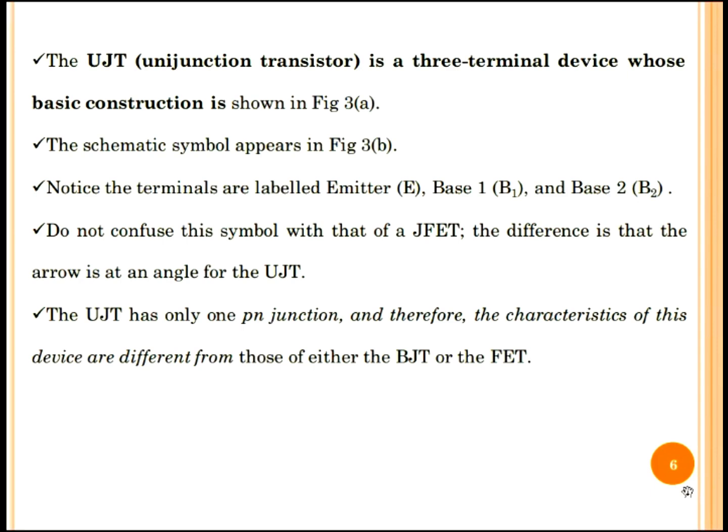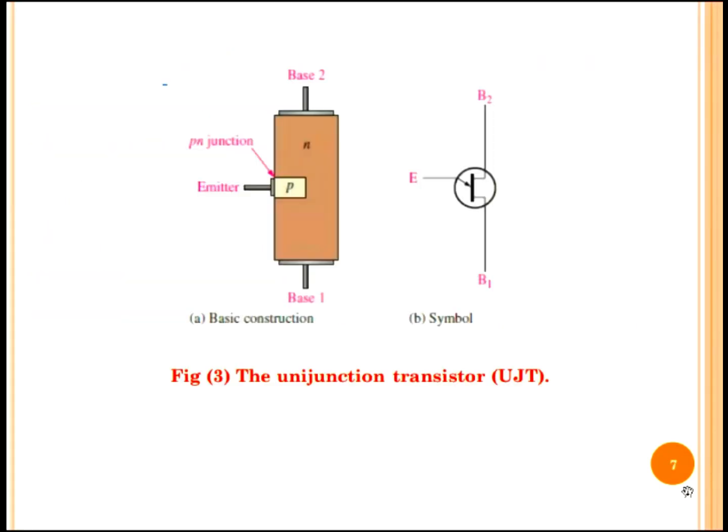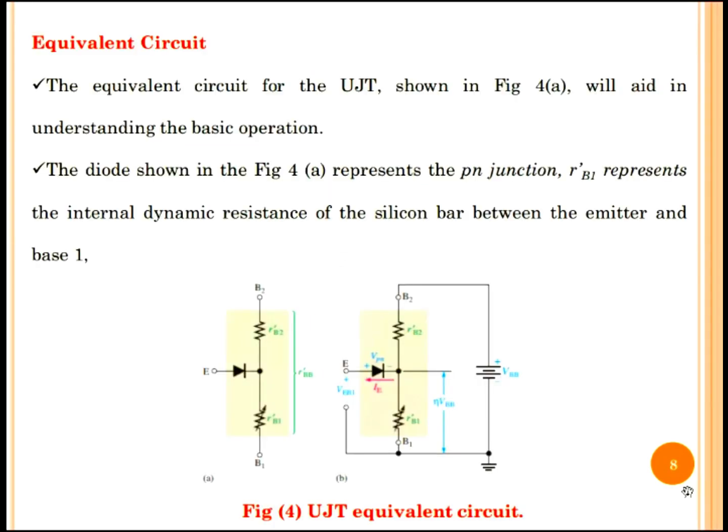Therefore, the current-voltage characteristics, the dynamic characteristics, the capacitance-frequency or capacitance-voltage characteristics, all of these will be slightly different from the BJT or FET characteristics. So this is the equivalent circuit for the UJT, shown in figure A. We have the two base regions, right? Base 1 and base 2. This is the emitter region, where we have one diode, a PN junction, forming.